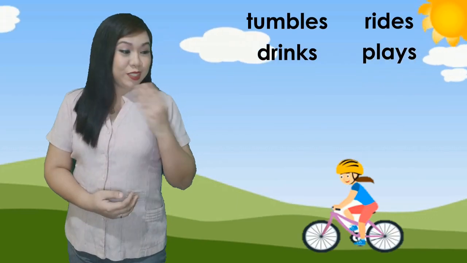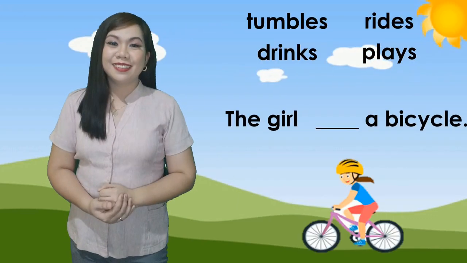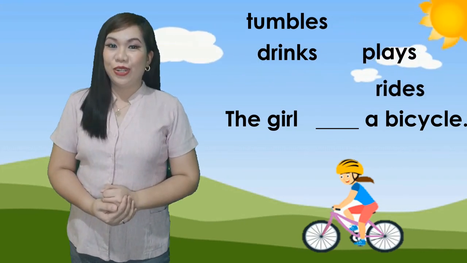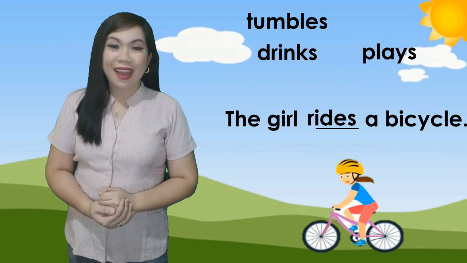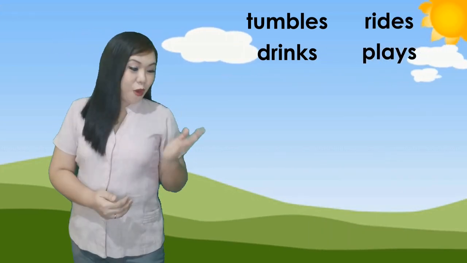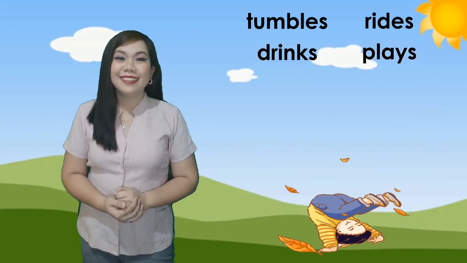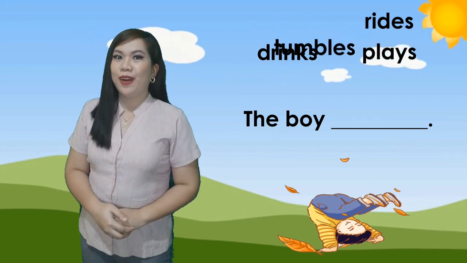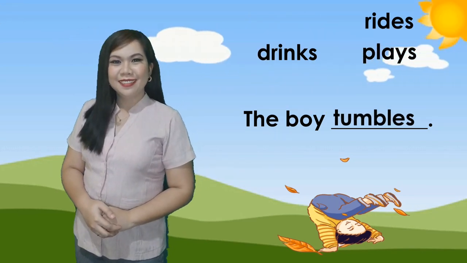What do you see? Great! The girl rides a bicycle. Let's try another. What do you see? Good job! The boy tumbles.